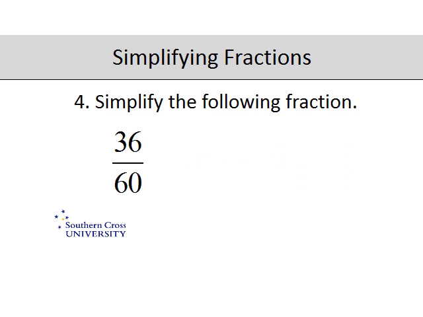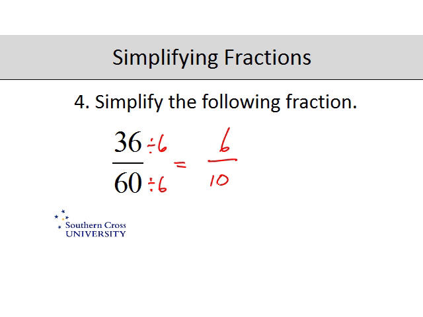The next question, we're going to simplify 36/60, and just looking at these numbers, what leaps out at you to begin with is that the highest number that goes into both is 6. So let's go with that. Let's assume that 6 is the highest common factor. And if we divide top and bottom by 6, then we're going to get 6 on 10.